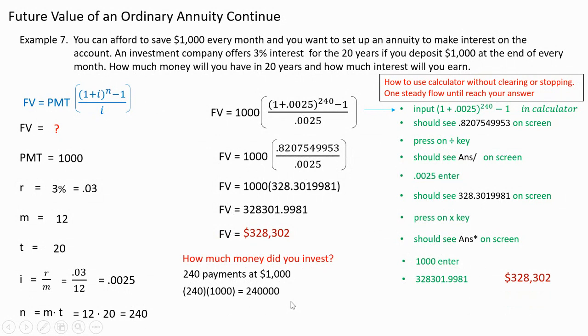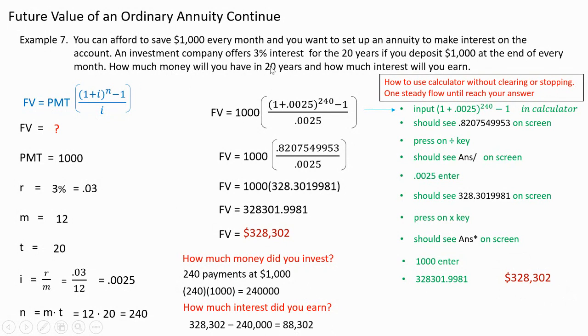So how much money did you get in interest, like free money? For putting the money into the account, how much interest did you earn? So we subtract the future value minus how much money we put in. So you got $88,302 extra. Okay, that's how you use these type of formulas.